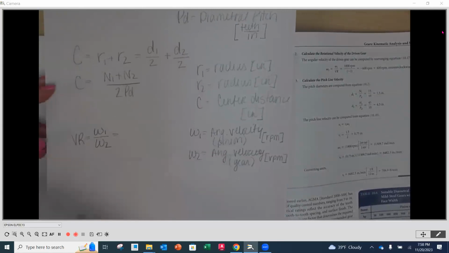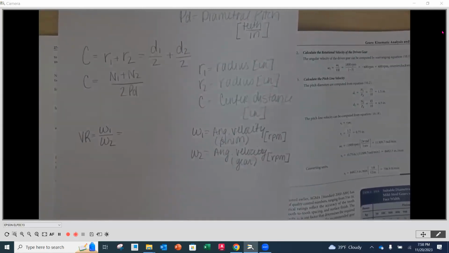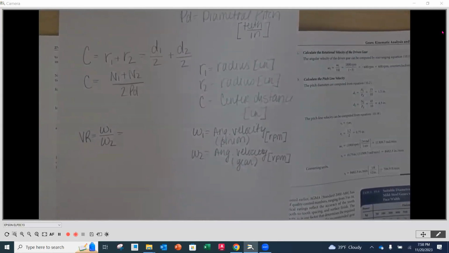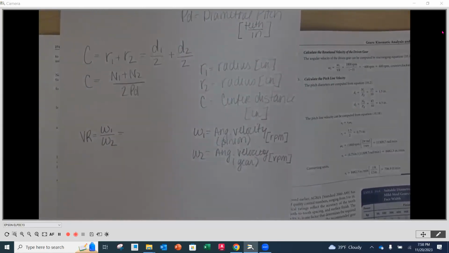And the reason we can leave it in RPMs and don't have to go to radians per second is because it's a ratio. So the units are going to cancel out. So whether I have radians per second or if I have RPMs, it doesn't matter. We're just looking at the ratio between the two numbers.